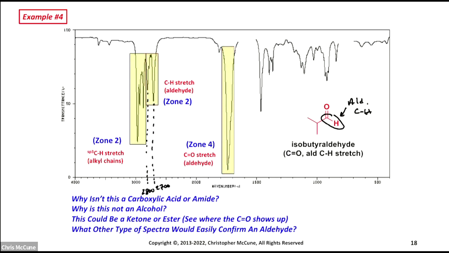Why is this not a carboxylic acid or an amide? Because you don't have zone 1 lighting up. Why is this not an alcohol? Same reason. So I think this could be a ketone or ester because of the carbonyl, but then the aldehyde's really confirmed right here by that CH stretch. So I'm going to rule out that it was an ester or even a ketone at that point. And so this is the structure for isobutyraldehyde.